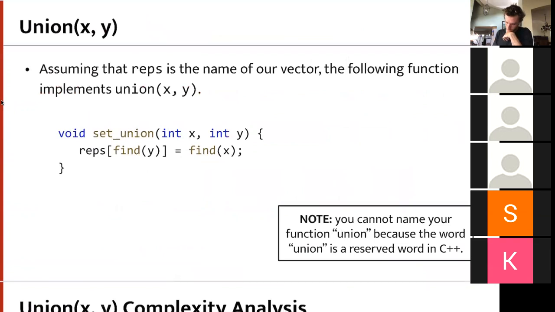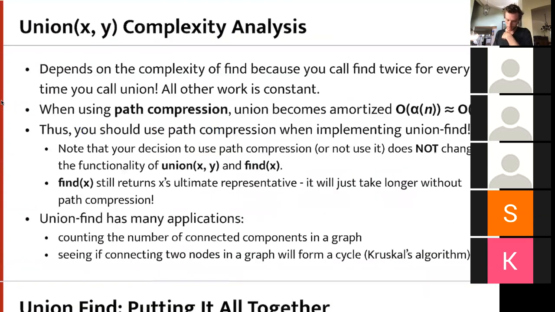Here's a way to go about that. Union is a reserved word in C++, so don't use that. With path compression, union also becomes very efficient. Path compression is just a great thing to be doing in union find. Usually if we ask any questions on union find, it involves path compression, so be able to understand what that is.